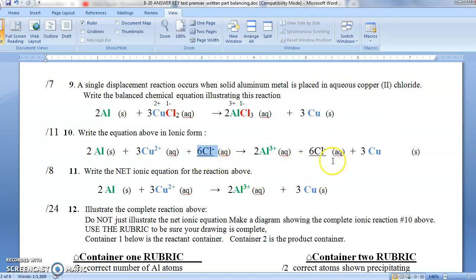Here we have 6 Cl minuses. There we have 6 Cl minuses. The Cl minuses did nothing here. They had no change at all in this reaction. We don't write those. Net, they want the ones that changed.